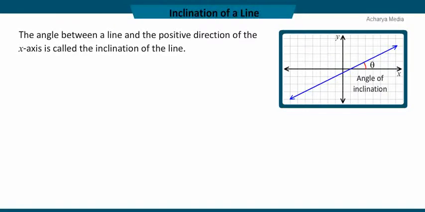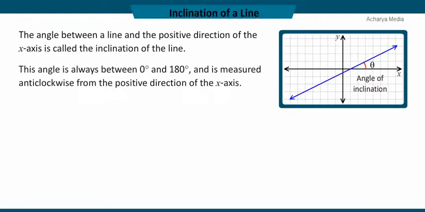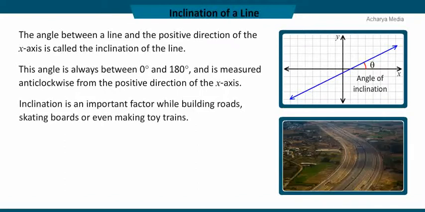Let us learn about the inclination of a line. The angle between a line and the positive direction of the x-axis is called the inclination of the line. This angle is always between 0 degrees and 180 degrees and is measured anticlockwise from the positive direction of the x-axis. Inclination is an important factor while building roads, skating boards, or even making toy trains.